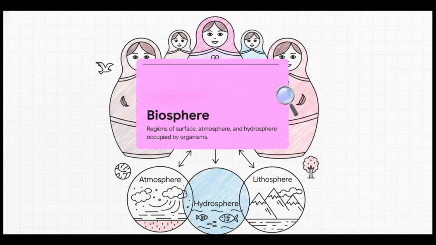This includes all the regions of the surface, atmosphere, and hydrosphere occupied by living organisms. The really crucial takeaway here is that the biosphere acts kind of like the ultimate Russian doll. It doesn't exist in isolation. It sits right at the intersection of the atmosphere, hydrosphere, and lithosphere, relying entirely on the immense stability of those first 3 physical systems to support all life on our planet.